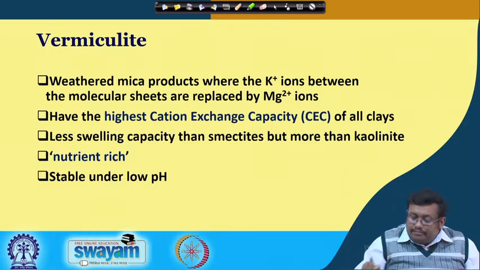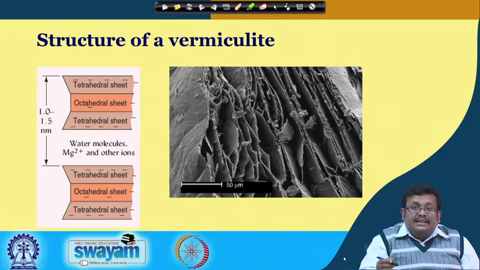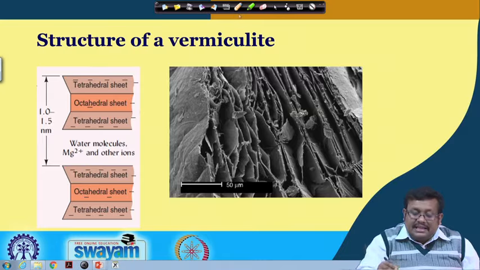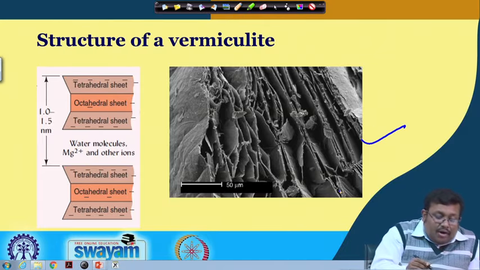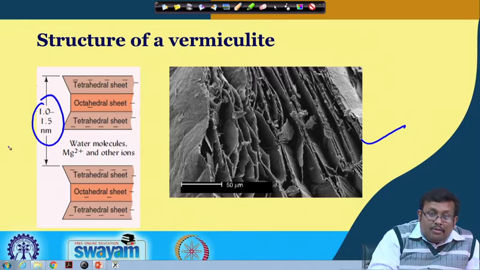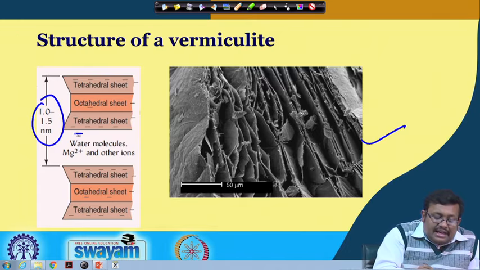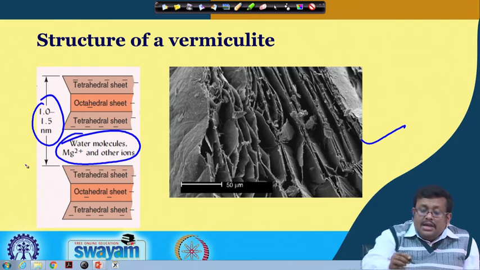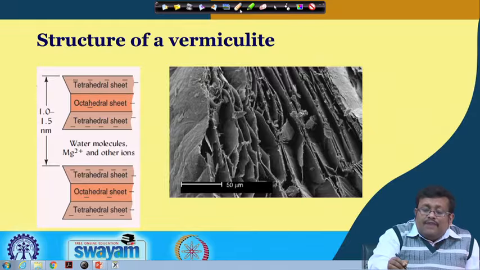We will discuss why. So, again, this is the structure of vermiculite. You can see the rightmost structure is basically the electron micrograph of vermiculite, and the left one shows the actual structure of vermiculite. The interlayer d-axis spacing varies from 1 to 1.5 nanometer, and obviously in the interlayer space there will be dominance of water molecules, magnesium and other ions. Okay. So, this is about vermiculite.